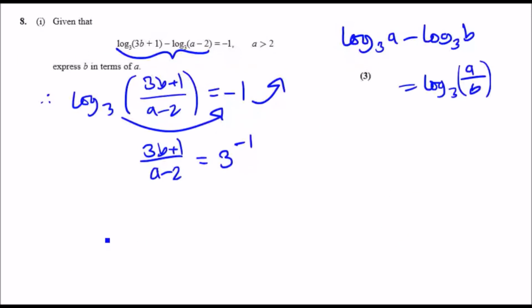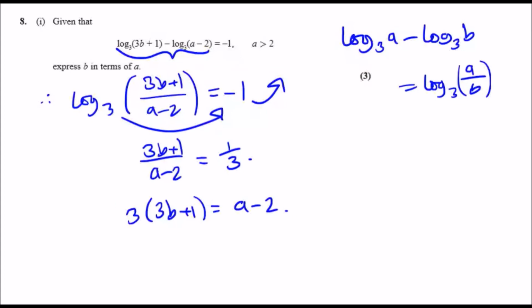Now you just solve. Now you just make b the subject. So 3 to the -1 is 1/3, so we can just update that. So this is going to be 1/3. Now you just cross multiply. So I'm going to multiply 3 across and a minus 2 to the other side. So we're going to have 3 times (3b plus 1) equals 1 times (a minus 2).